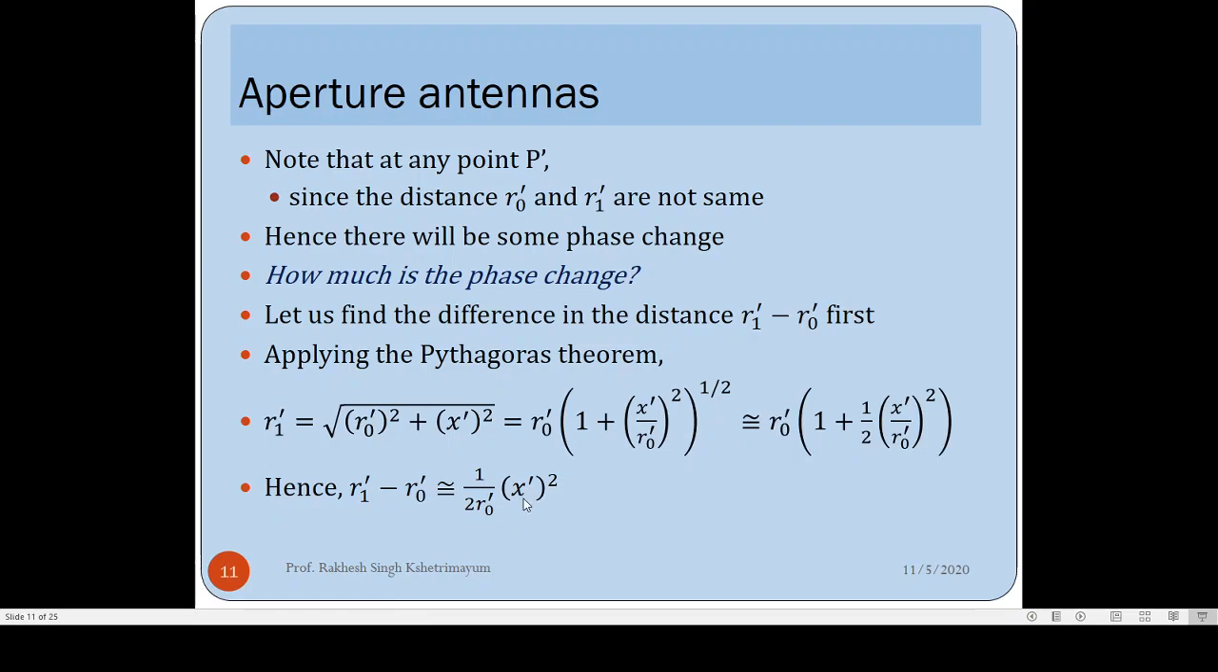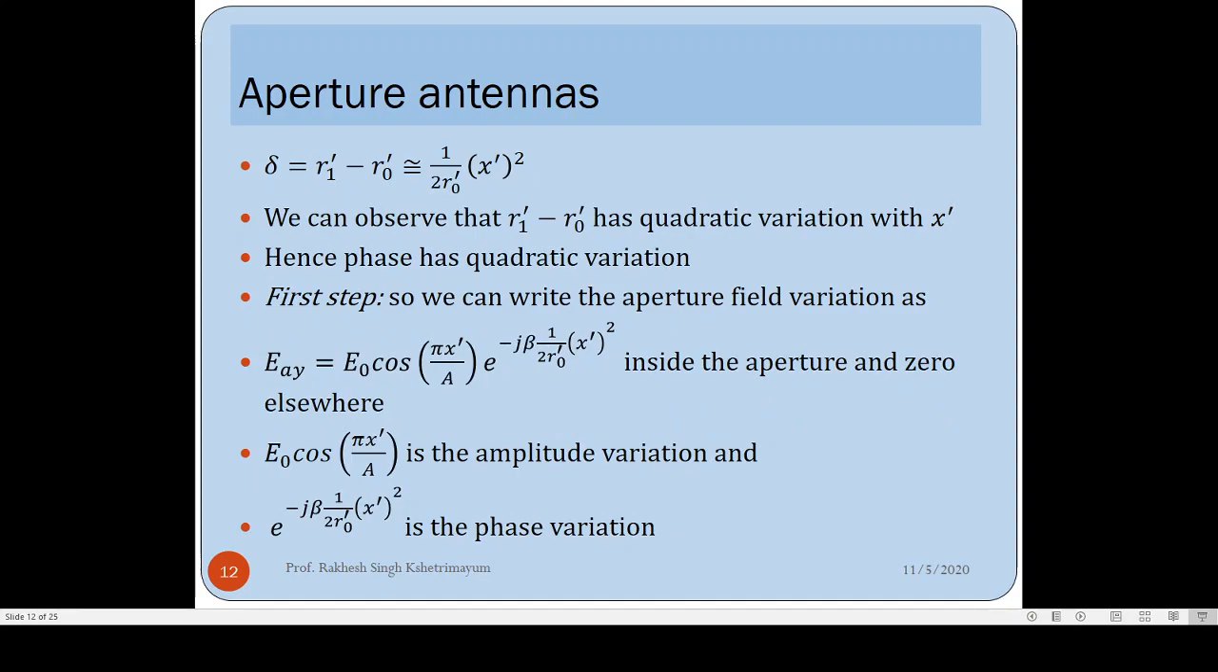So once I have the path difference, I can find out the phase change. So delta becomes x dash whole square by 2 r0 dash. So you can observe that this path length has quadratic variation with respect to x dash. So the phase will also have quadratic variation with respect to x dash. So we say that for the horn antenna, there is a quadratic phase variation. So let us look at that.